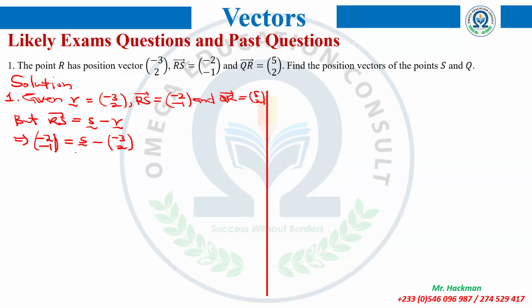So you basically go and make S the subject. That means you have to move this one to the side. In my mind I'm moving this one to the side, but I'll still write my S first. So S tilde is equal to, then I will move this one, so that will give me -2, -1, plus -3, 2. All correct.